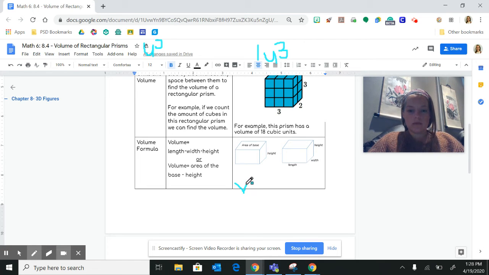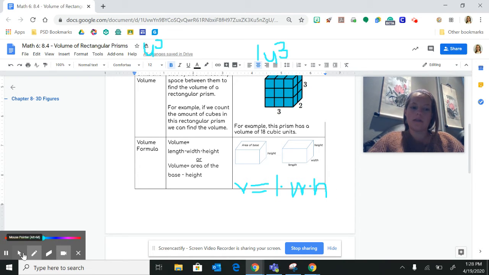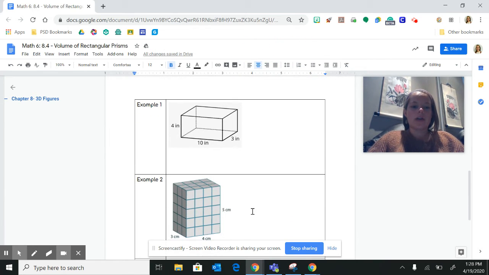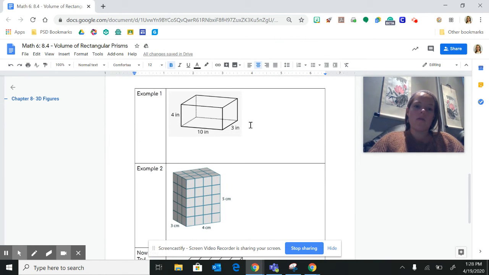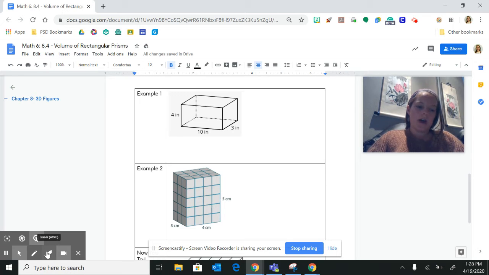Volume equals length times width times height. And many of you may have learned or briefly talked about this in 5th grade. Length times width times height. Okay, so we're going to do an example together. This is just taking it one extra step, and we're finding the volume of this rectangular prism right here.